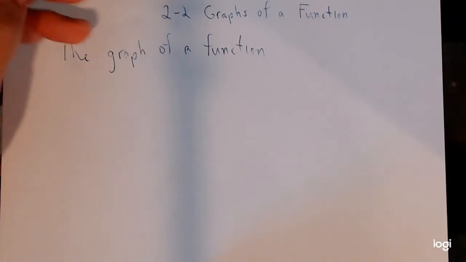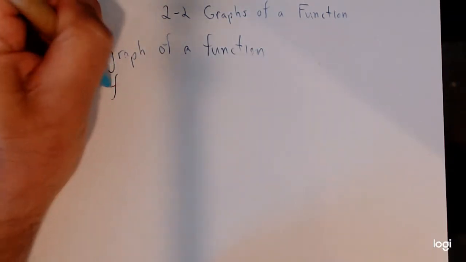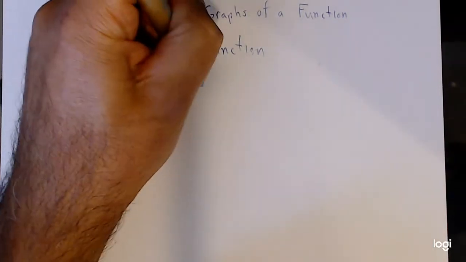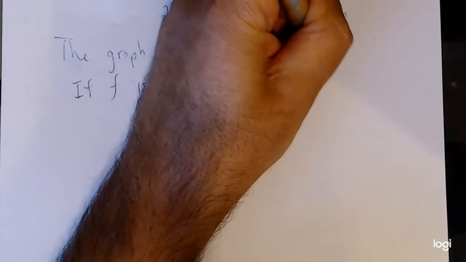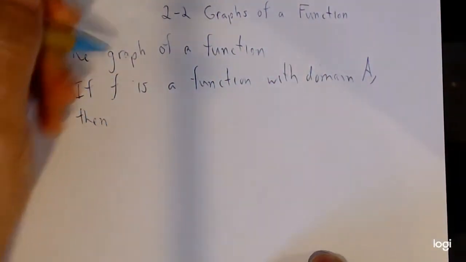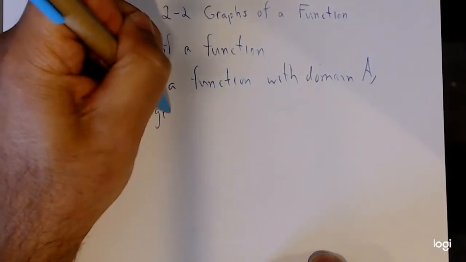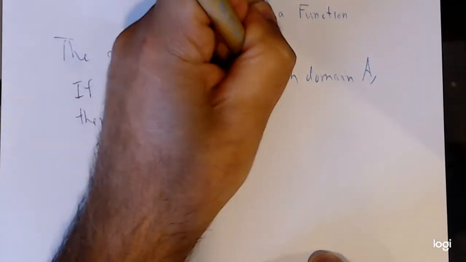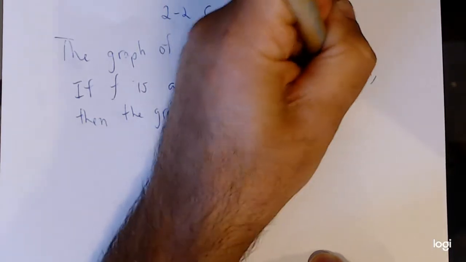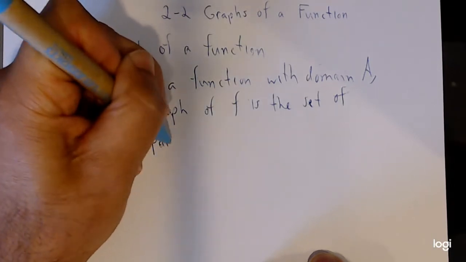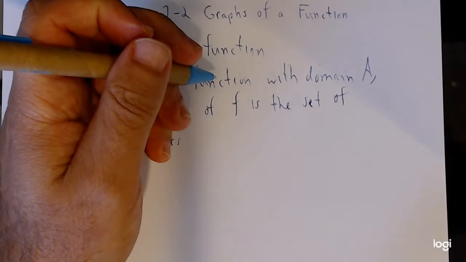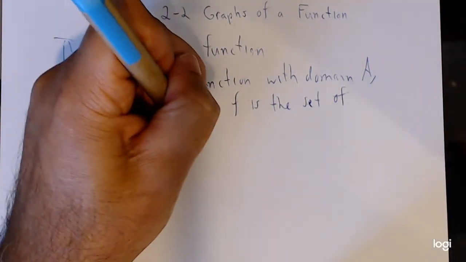We would say that if f is a function with a domain of A, then the graph of f is the set of ordered pairs that looks like this. Is the set.